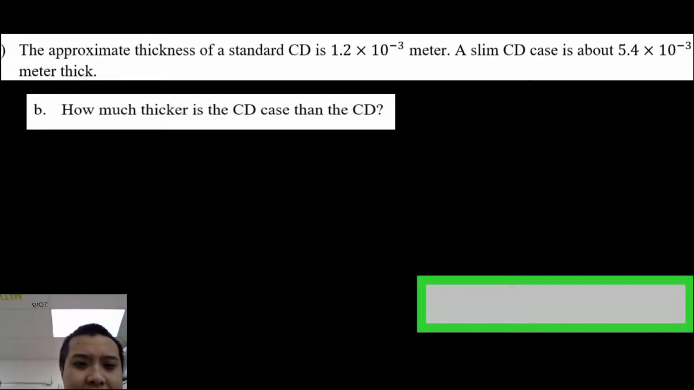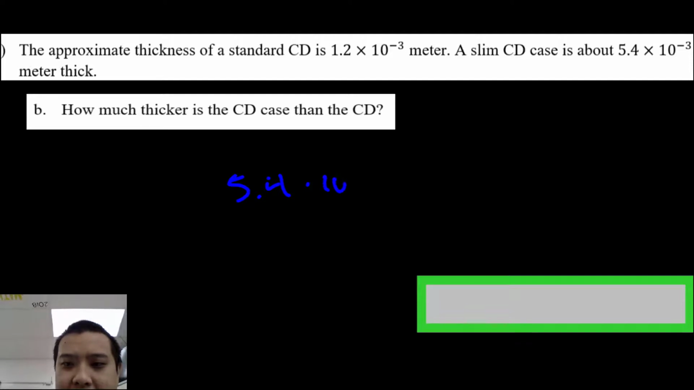How much thicker is the CD case than the CD? That means we're going to be subtracting. The slim CD case is bigger, so we're going to be subtracting 5.4 by 1.2.